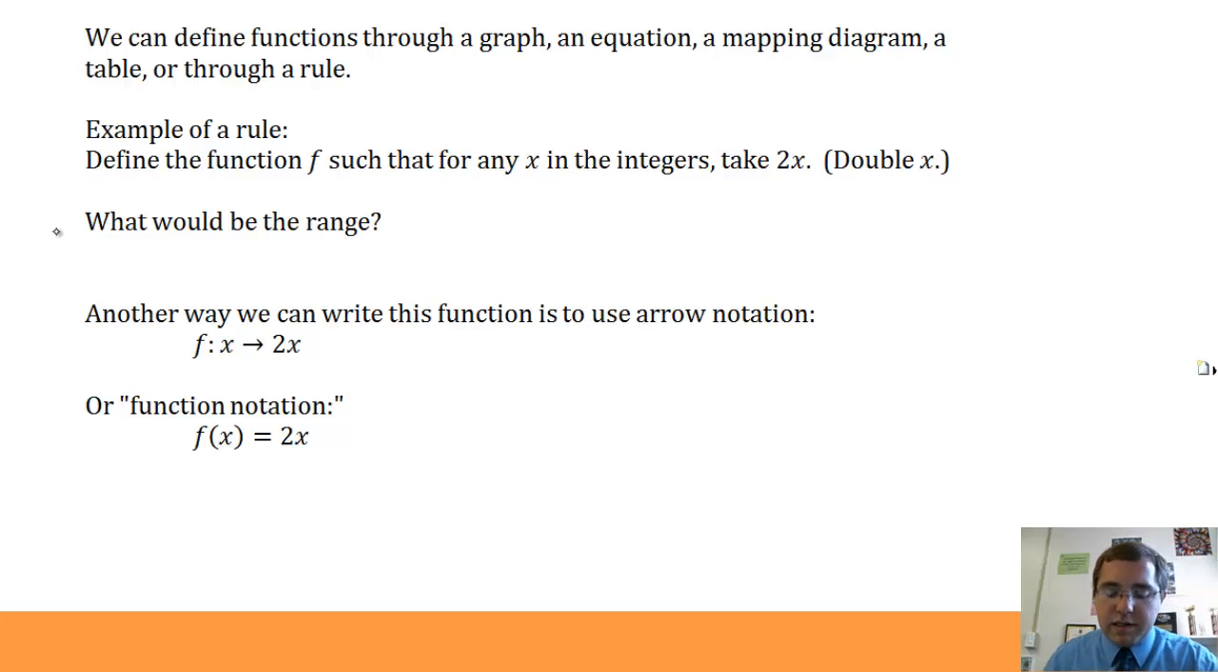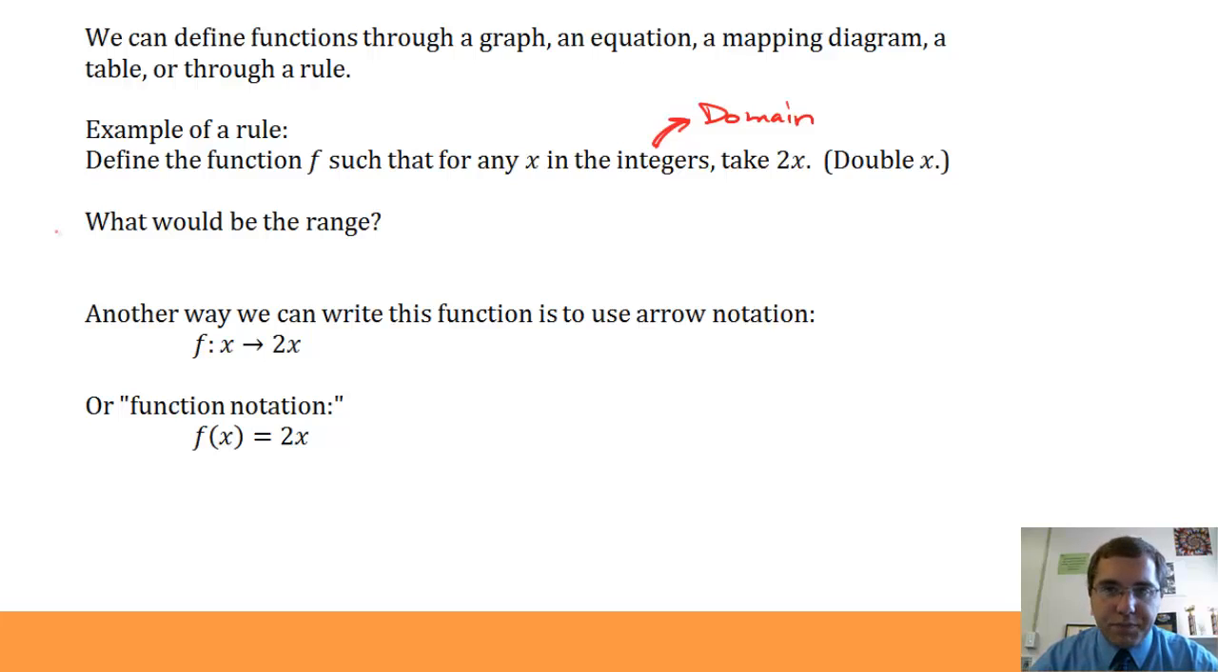So we can define functions through a graph, through an equation, through a mapping diagram, through a table, or through a rule. Example of a rule, we can define the function f such that for any x in the integers, so the integers are my domain, we're going to define this function to take every x in the integers to the value 2x. We're going to double x. We're going to double everything in the domain. The domain of the integers, positive and negative whole numbers, and 0.